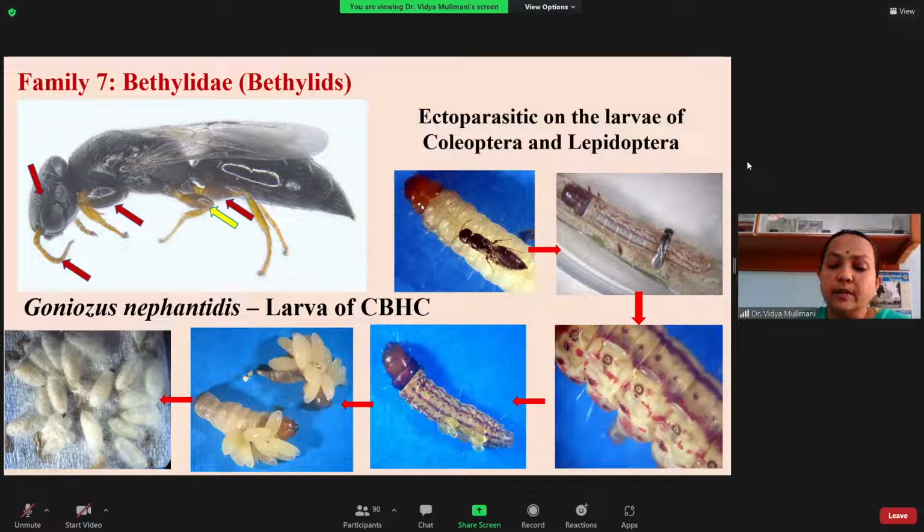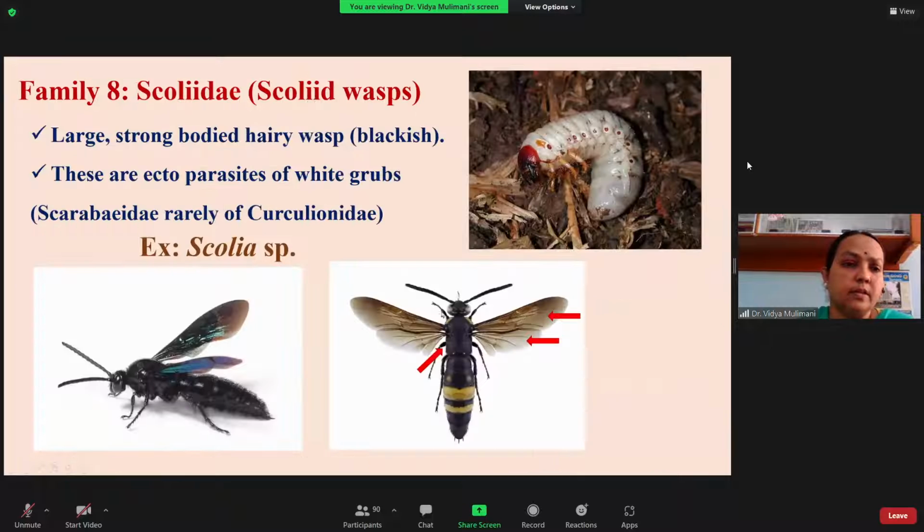You can see here, as the parasitoid grows, the body of the caterpillar will disintegrate because they are feeding only on the body fluid. And later they also construct the silken cocoon for pupation. The common example you have to remember is Goniozus nephantidis. So this is the Bethylidae, which is gregarious and exclusively an ectoparasitoid of Coleoptera and Lepidoptera larvae. But in field conditions, it is released mainly for the control of the larvae of the coconut black-headed caterpillar. Next you have is the Scoliidae.